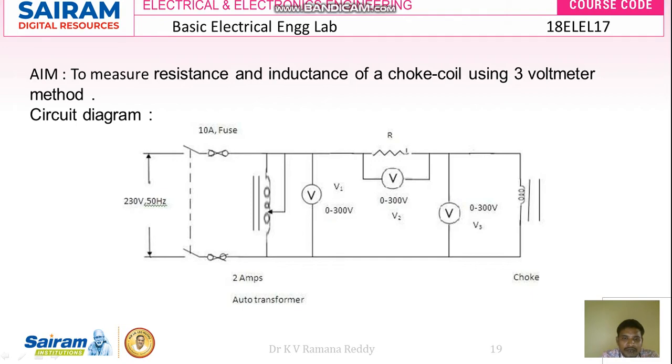And here there is an auto transformer. The purpose of the auto transformer is to provide the required rated voltage. Here a voltmeter V1 with a rating of 0 to 300 volts measures the supply voltage, and there is another voltmeter V2 of 0 to 300 volts to measure the voltage across the rheostat, and another voltmeter V3 with a rating of 0 to 300 volts to measure the voltage across the choke coil.